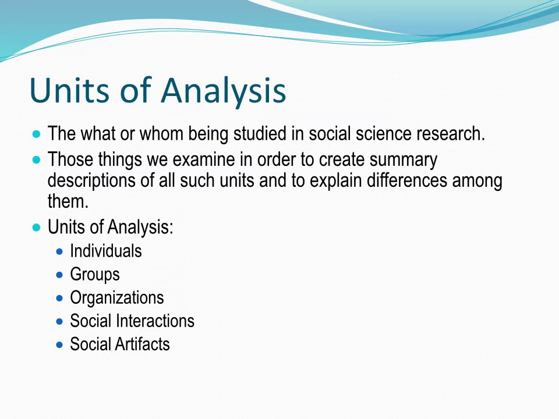In social research, there is virtually no limit to what or whom can be studied, what we refer to as the units of analysis. The units of analysis are those things we examine in order to create summary descriptions of all such units and to explain differences among them. In social science, the units of analysis are usually individuals, groups, organizations, social interactions, or social artifacts.